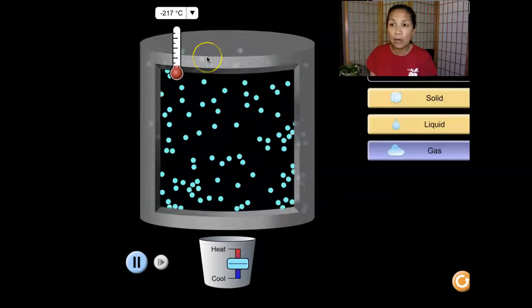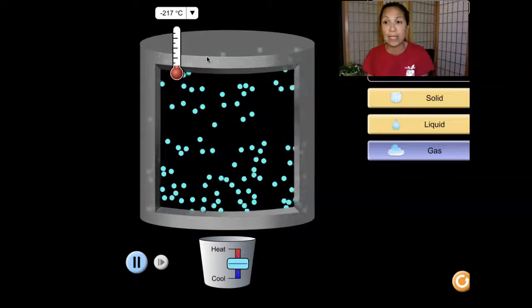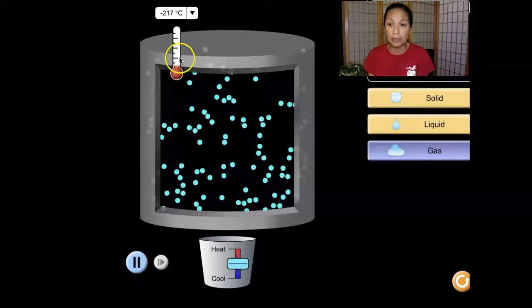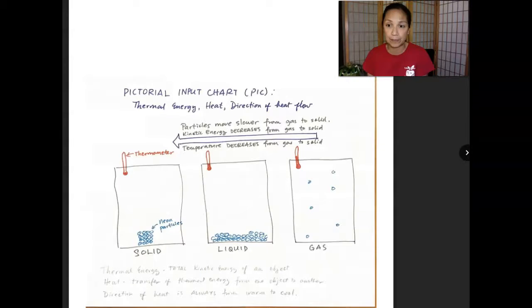All right, so now we're going to create a pictorial input chart. The pictorial input chart looks like this. This should be in your notes, your learning log. You should start processing thermal energy, heat, or direction of heat flow. The do now for today, you were supposed to research what is the difference between thermal energy and heat, and what is the direction of energy transfer.